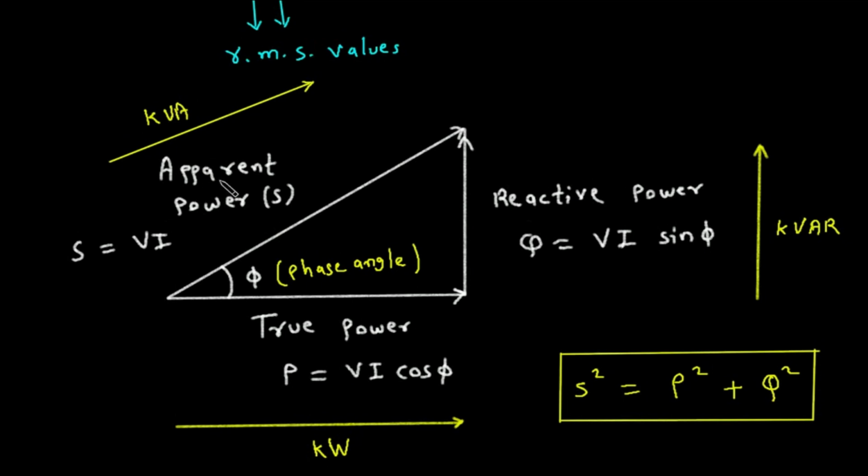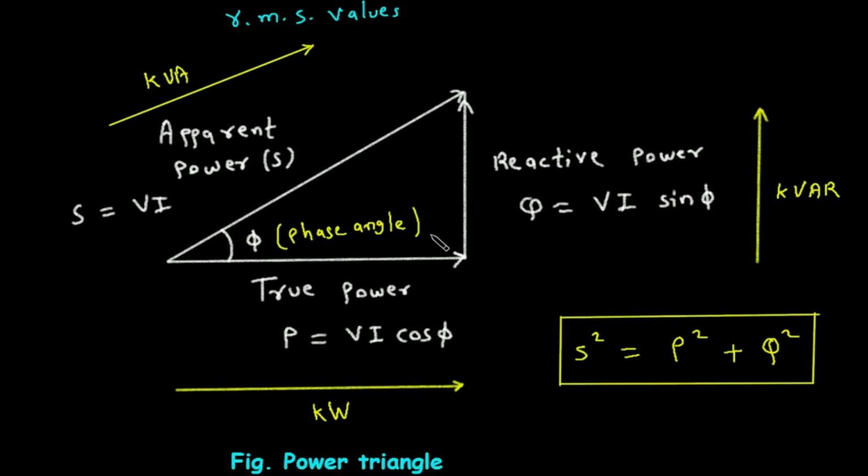The unit of apparent power is kVA. The unit of reactive power is kVAR. And the unit of true power is kW. Now, if we take this as a right angle triangle, then this will be the hypotenuse, this will be the adjacent side and this will be the opposite side. So, according to Pythagoras theorem, the hypotenuse square, that is S square, is equal to P square plus Q square. So, this is called the power triangle.